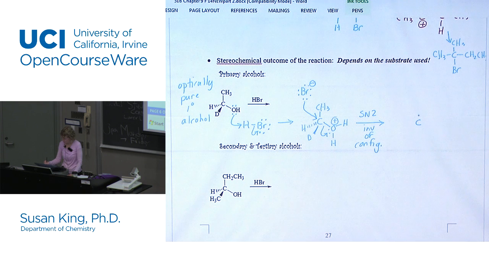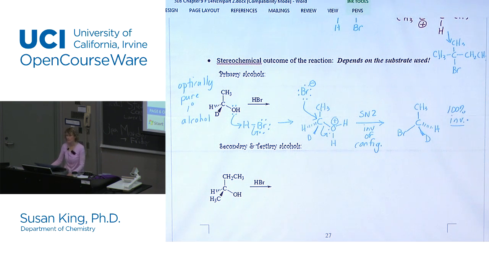So you want to show inversion of configuration, so I'm going to have the bromide coming in from the opposite side. There's more than one way to show inversion of configuration. If you have another way to do it, that's also fine. If you have the nucleophile coming in from the opposite side, then we just move the hydrogen over to this side, and we move the deuterium, but we keep them in the same orientation. And that will give you SN2, inversion of configuration. It's 100% inversion of configuration. You need to know that. So in the product, you will draw inversion.